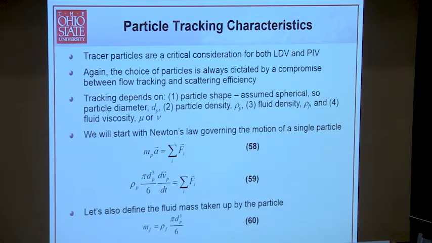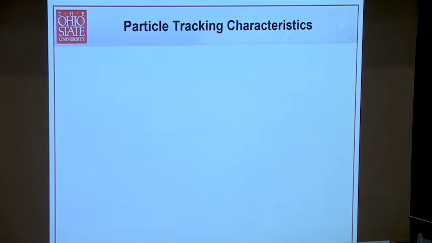We also are going to need to define the fluid mass that's occupied by a single particle. And this is important, something called a resistance force. The mass of the fluid is going to be the density of the fluid times the volume of the particle, because as a particle sits there, it's displaced the fluid out of that position.